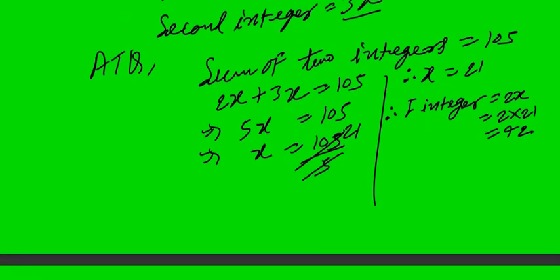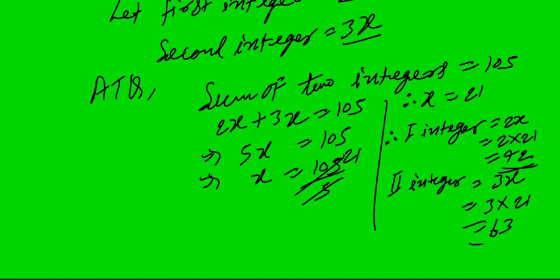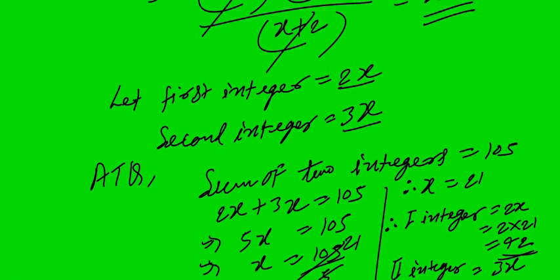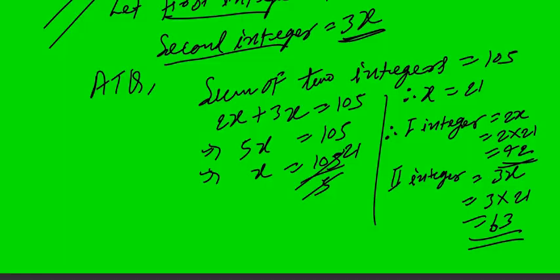And the second integer we have taken as 3x. So 3 into 21 will be 63. So our final answer will be: first integer is 42, second integer is 63. So always you have to follow what is given in the question. The first integer we take as 2x because the ratio is given, and the second integer as 3x. So whenever integers or anything is given in a ratio, always take it with a variable. Now moving to the next question.